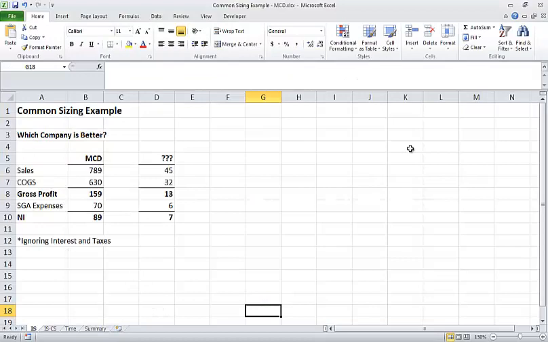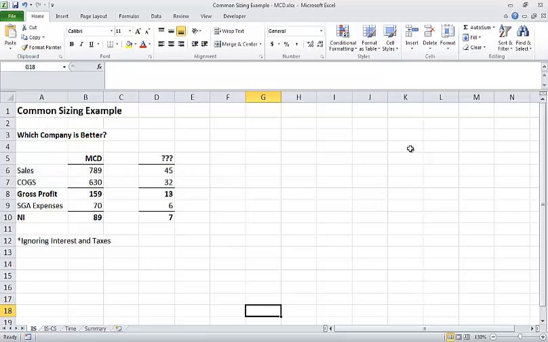Okay, so this should be in your handouts on Cougar View, so you can print it out and have it. But what I have here is I've got two companies. And these are really made up companies. These aren't actual numbers, but I've called one of them McDonald's and the other one is Mystery Company. And what I want to know is which of these companies is better.